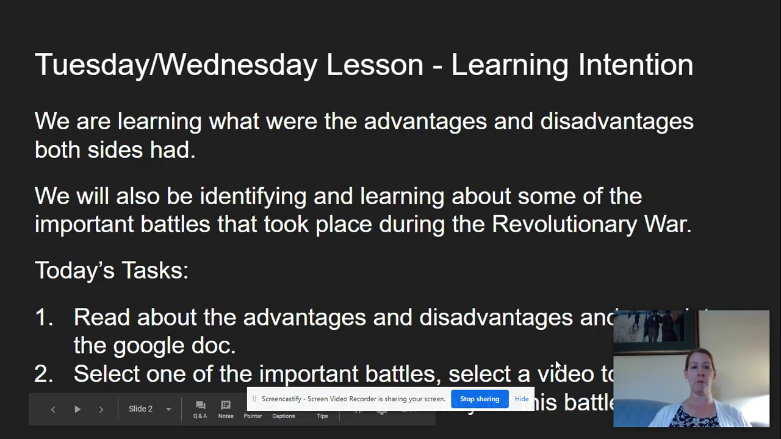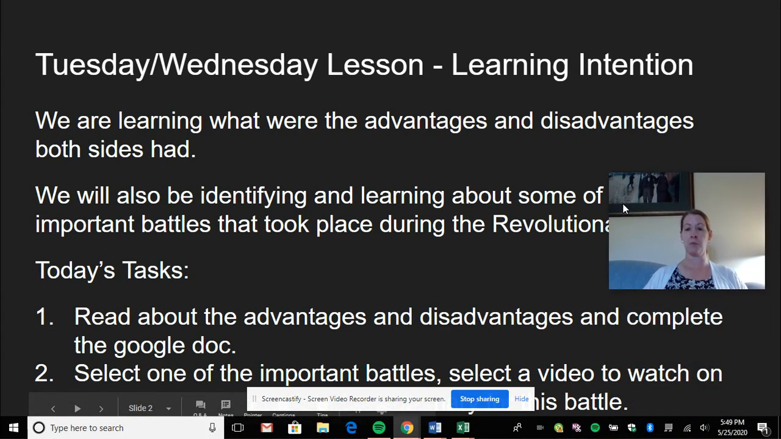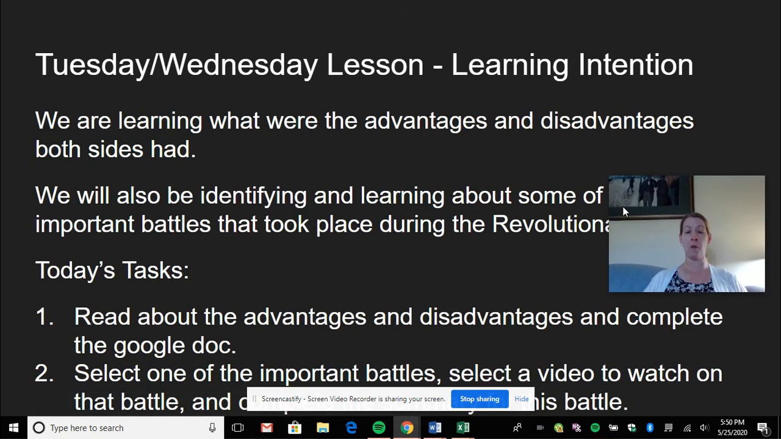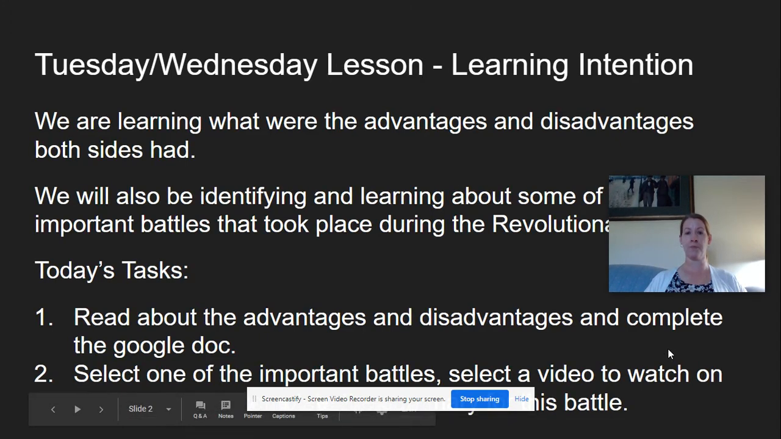So today, what we're looking at is we're learning that there were advantages and disadvantages that both sides had. You will also be identifying and learning about some of the important battles that took place during the Rev War. Today's task, you're going to read about the advantages and disadvantages for both sides and then complete the Google Doc. And then you're going to select one important battle, select a video to watch on that battle, and then you're going to complete a form on that as well.